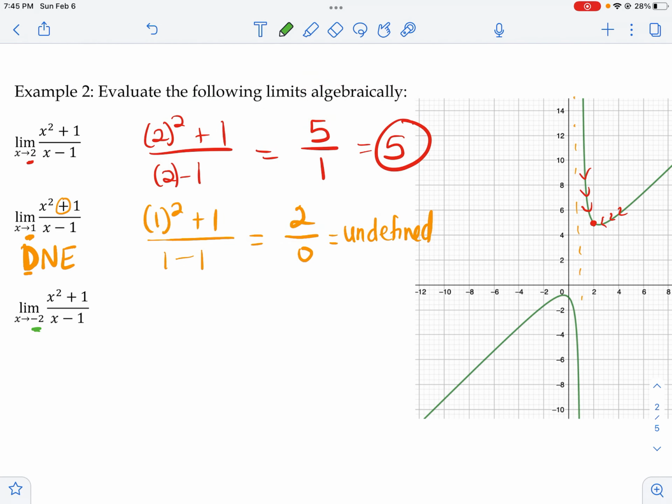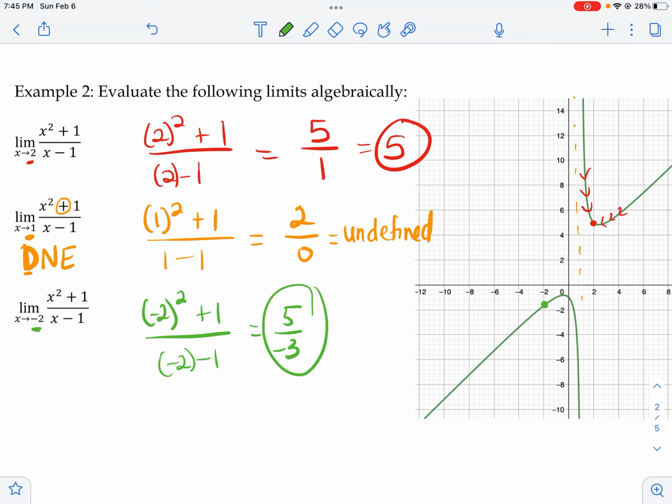The last one, negative 2. Let's plug it in and see what happens. We get 5 over negative 3. And again, you could use the graphing calculators. So 5 over negative 3 is our value. And I could look at the point right here when x is negative 2. It's between negative 2 and negative 1. We get that exact value by plugging in.